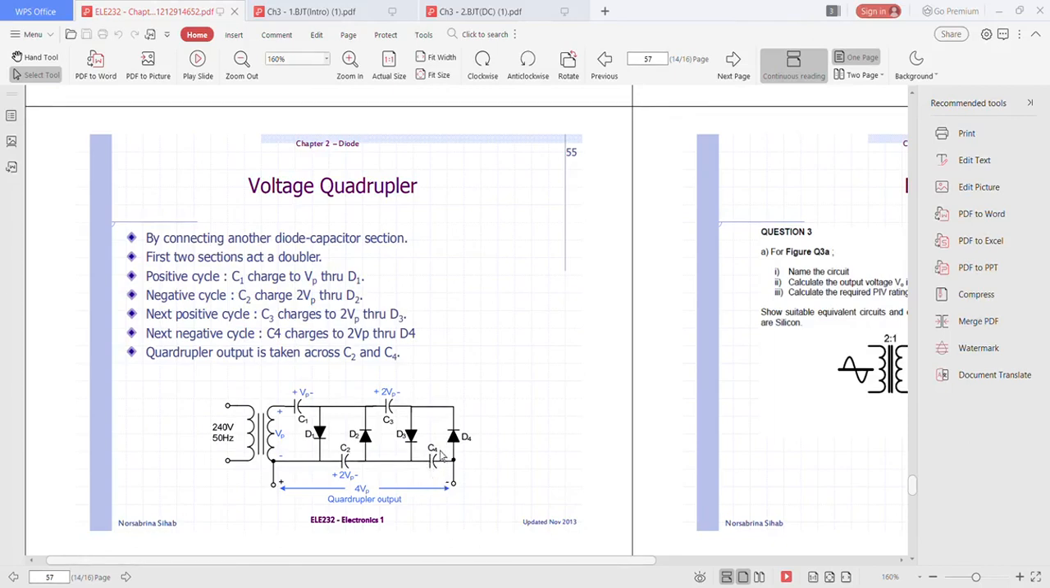So for voltage quadrupler, the output is taken across from point C2 to C4 over here. So here the quadrupler output will be equal to voltage at C2 plus voltage at C4, which is 4 Vp.